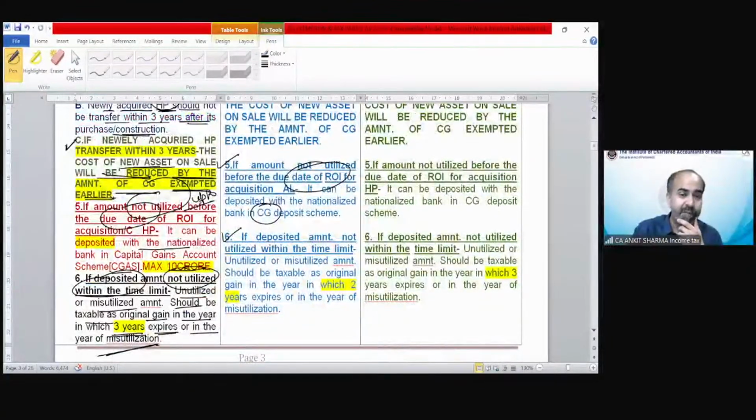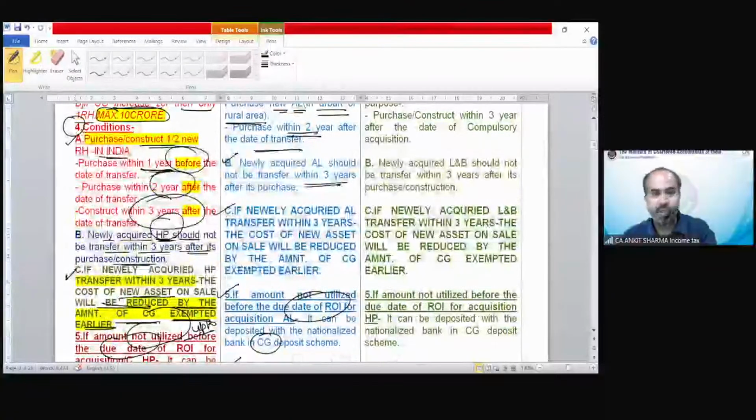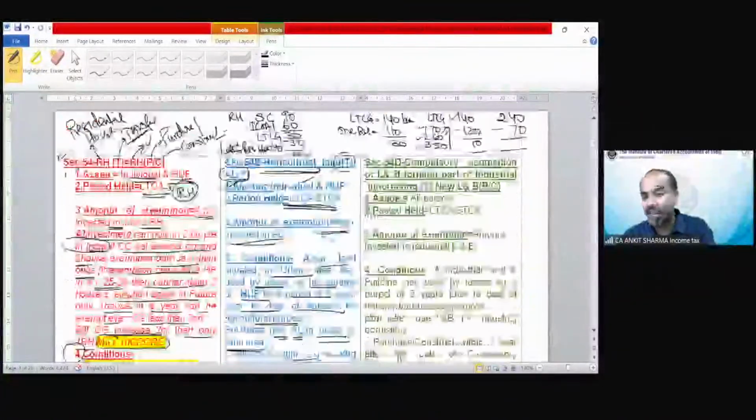Because in section 54, the maximum time for investment was 3 years. So the unutilized amount is taxed after expiry of 3 years. In section 54B, you have to purchase new agricultural land within 2 years. So the unutilized amount is going to be taxable after expiry of 2 years, not 3 years. Okay, so this is the difference. Everything else from point number B, C, 5 and 6 is exactly same.